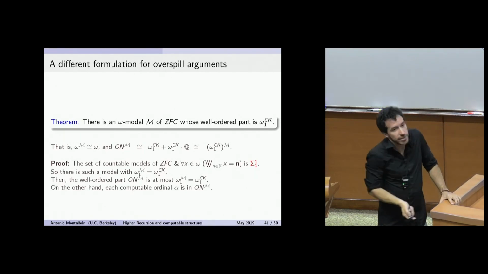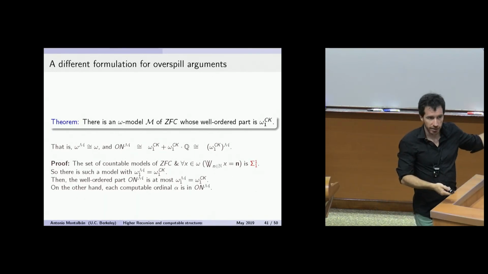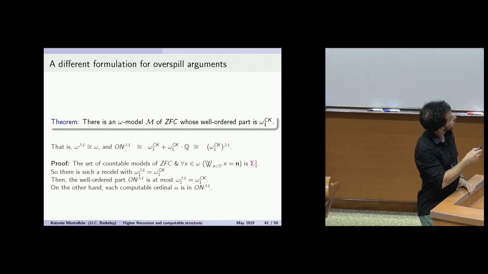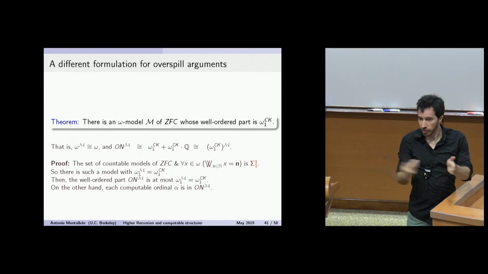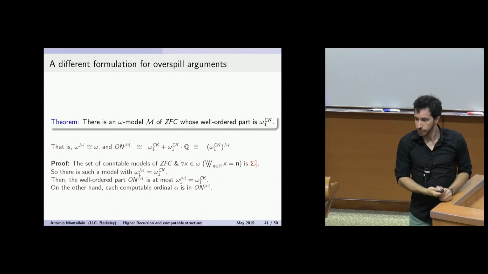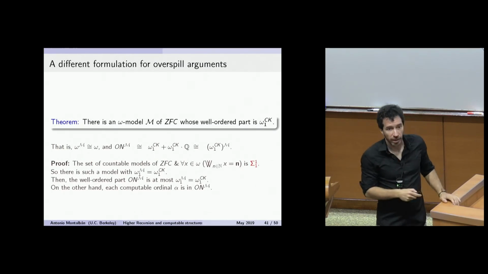But it has to be at least omega 1 ck because the computable ordinals are still ordinals in M. Since omega is the same, all the computable ordinals have to be actual ordinals in M. So the well-ordered part of M has to be greater than all the computable ordinals. So that means that the well-ordered part of M has to be omega 1 ck.